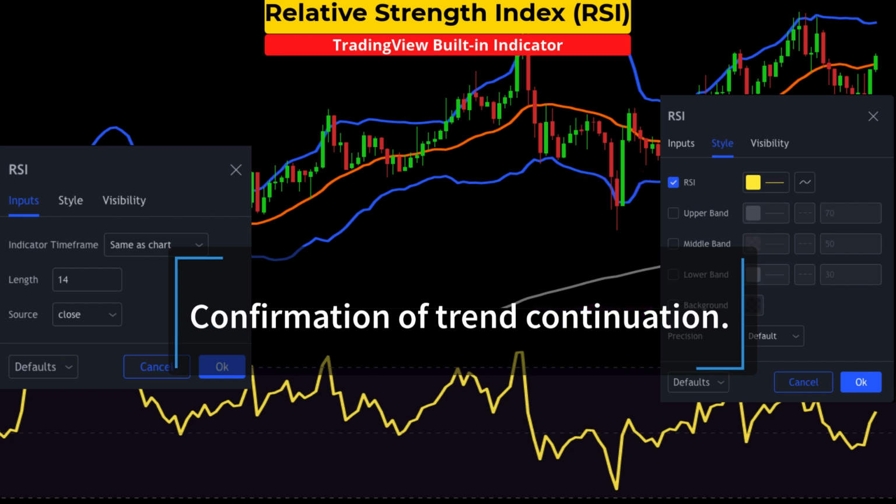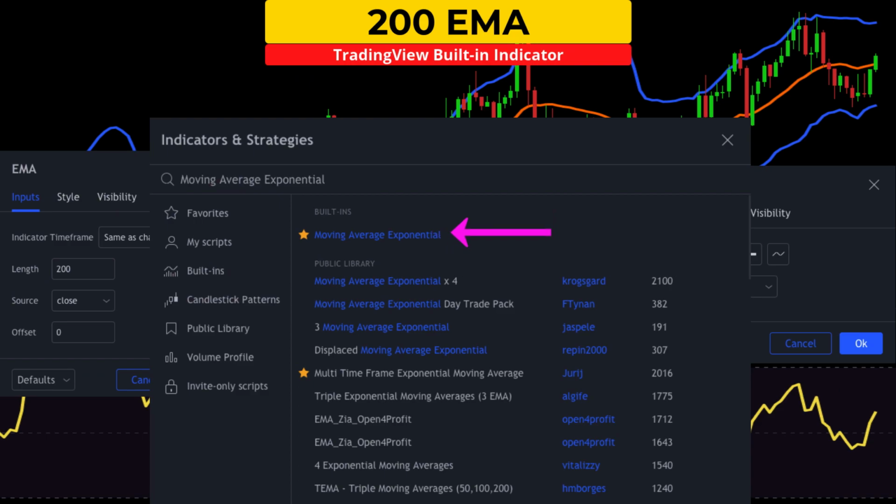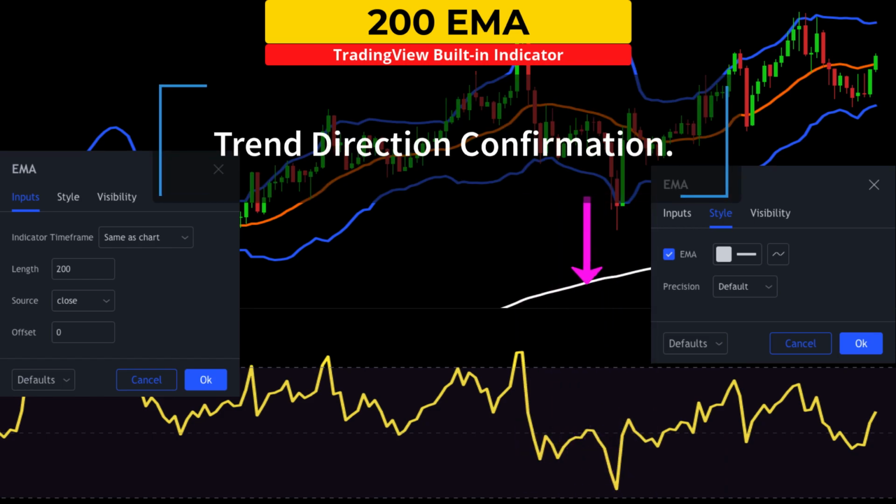The second free TradingView indicator is the 200 period Exponential moving average. I'm going to color it in white. The 200 EMA will be used for our trend direction confirmation.